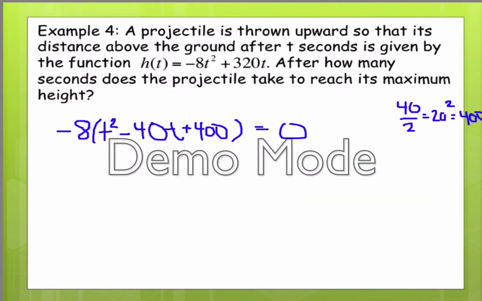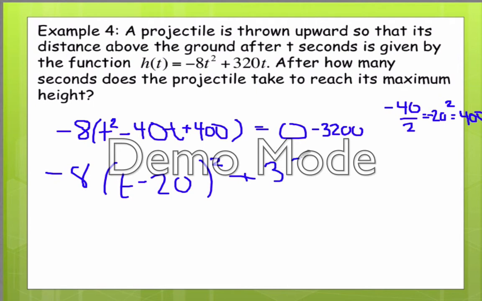$3,200. Okay, so that's going to be -8. And the perfect square trinomial is going to be t minus 20. It's always the half number. -40 divided by 2 is -20. So t minus 20, quantity squared. 0 minus 3,200, but when I move it back to the left-hand side, I'm going to add 3,200 to both sides. Okay, so here's my equation.